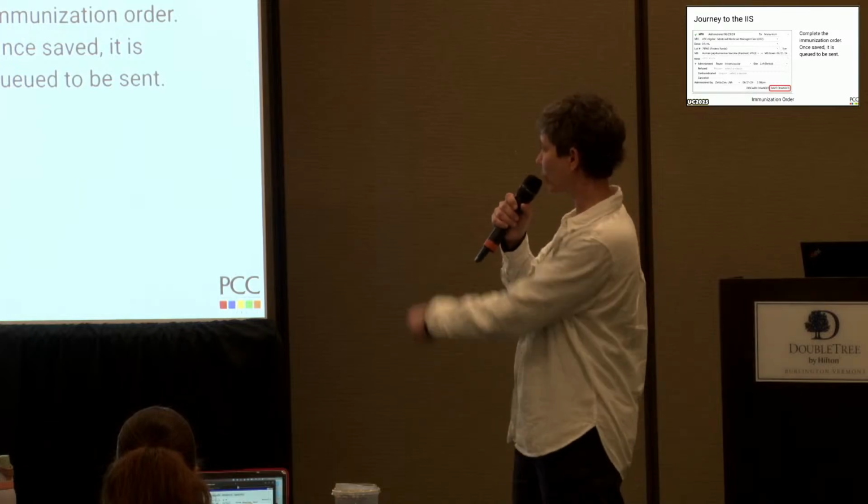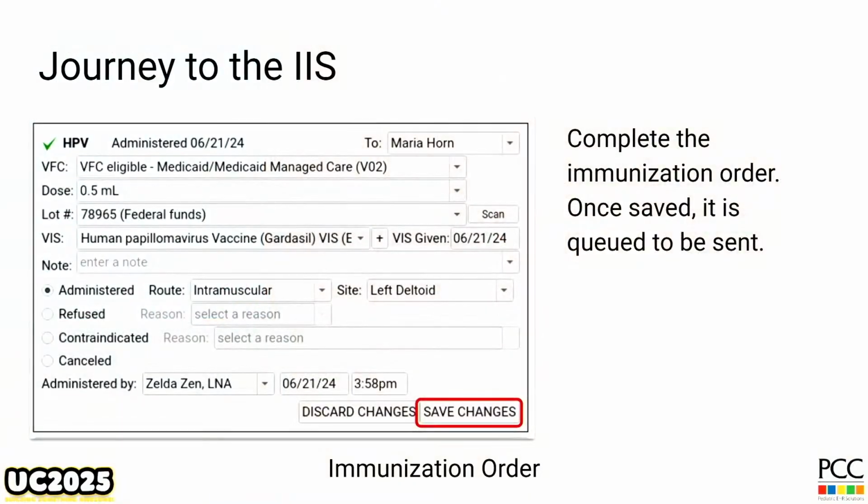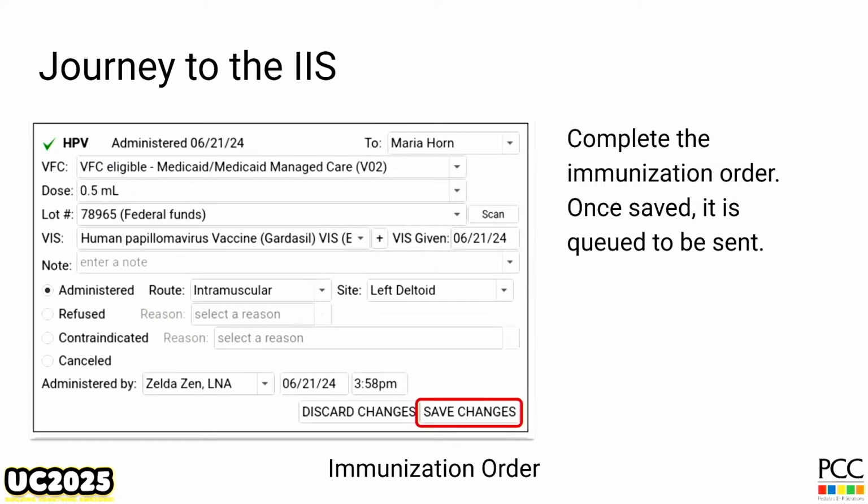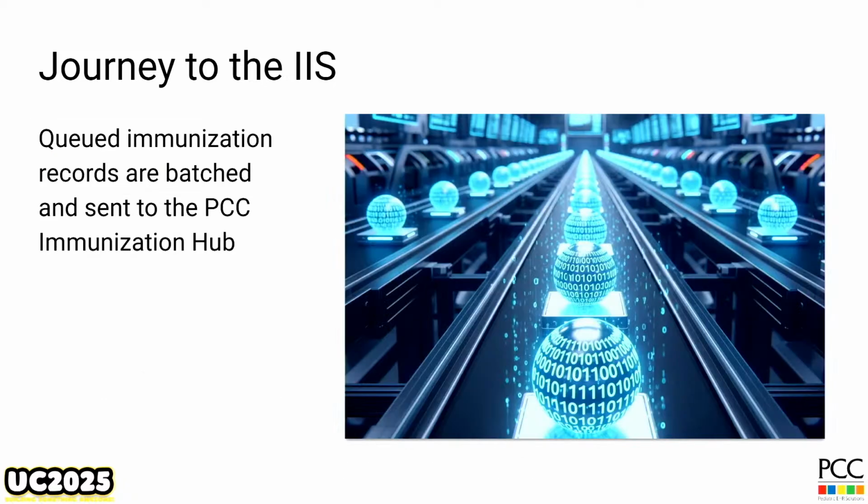So anyway, don't forget your refused reason if you mark something as refused. And also, if you change any of these things and you're working with a registry where they will accept updated records, that's great, because if you change the lot number or the VIS sheet or the route or site or any of that, it will send over an updated record with those latest changes.